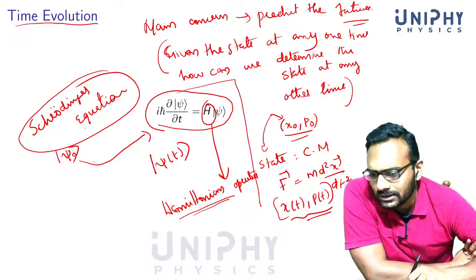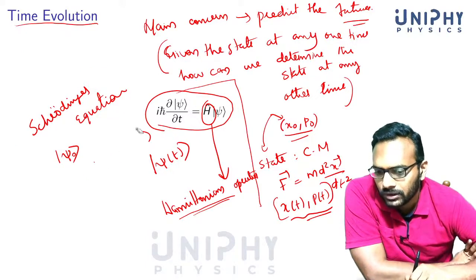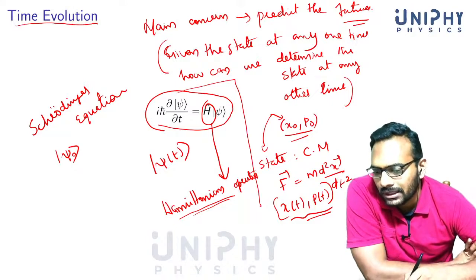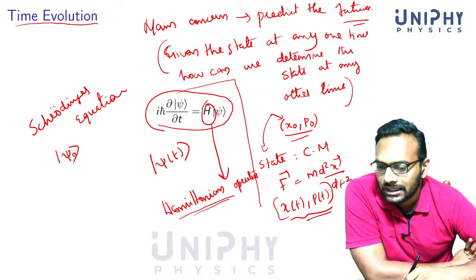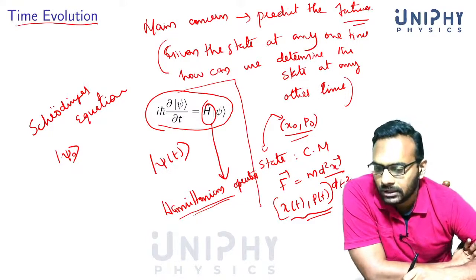We have seen this in classical mechanics also. If you remember the Poisson bracket relations, etc., you will see that. Or if you look at Hamilton's equations of motion, you know that the Hamiltonian has something to do with time evolution.